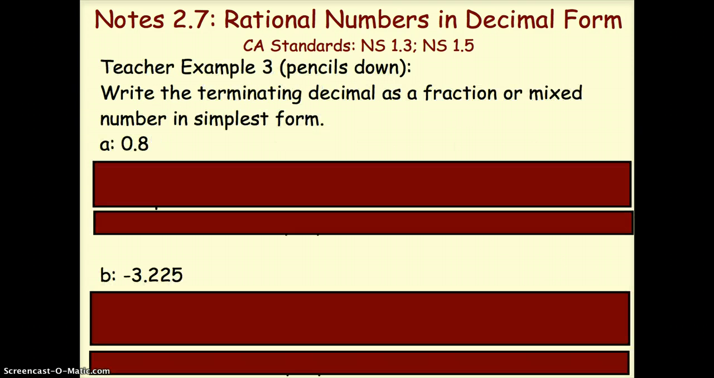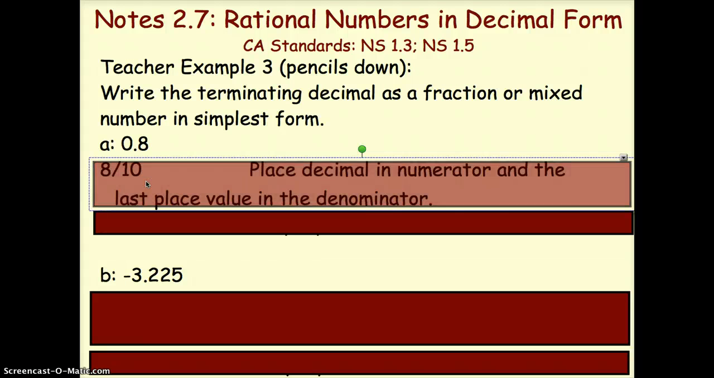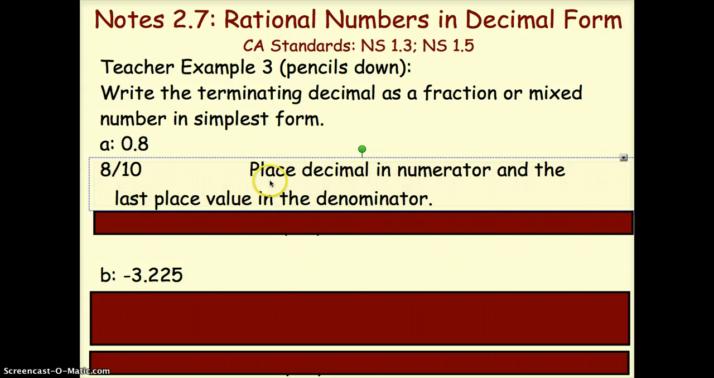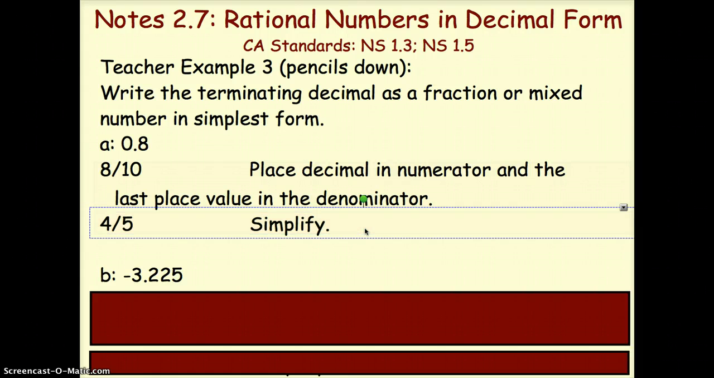Teacher example 3, write the terminating decimal as a fraction or mixed number in simplest form. We have 0.8, and we know that how we read the number is the fraction we put it over. So 8 tenths, since that 8 is in the tenths place, we put it over 10. Remember, place the decimal digits in the numerator and the last place value in the denominator. Now I need to simplify that fraction. Dividing them both by 2, and I end up with 4/5.